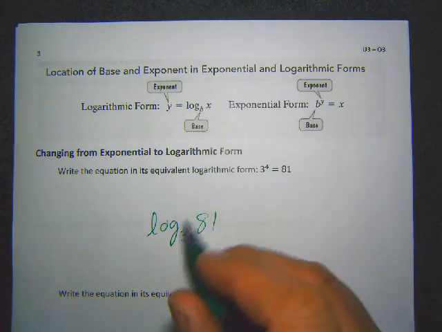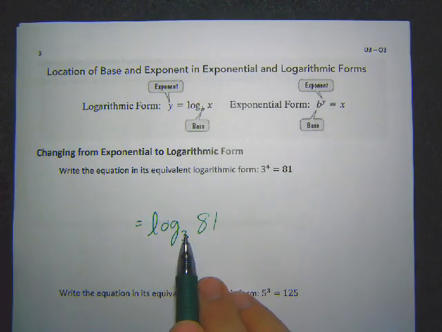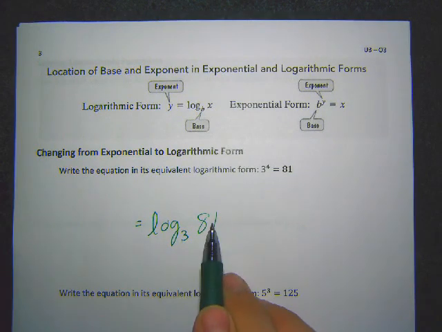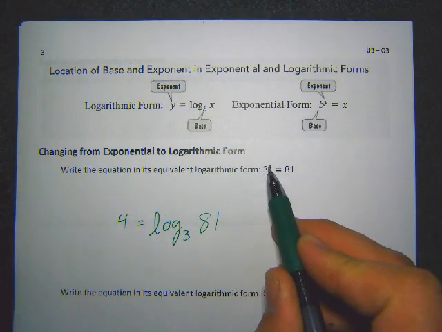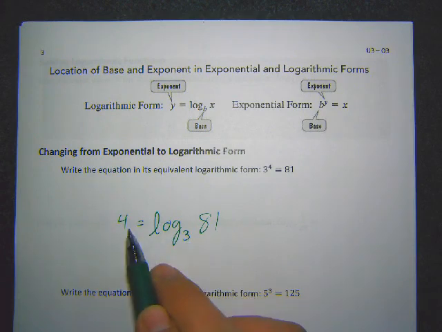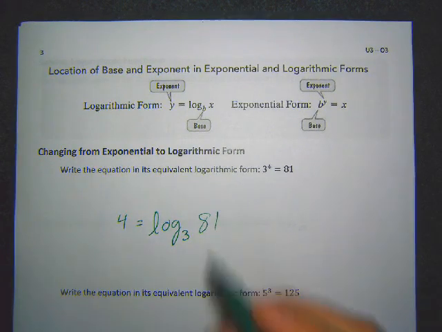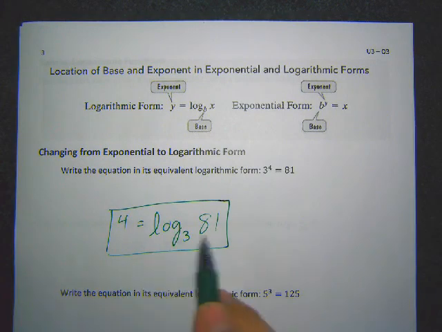And then what result is this going to give us? Well, the log is going to give us the power, right? It's going to tell us what power we put on 3 to get 81. And the answer is the 4th power, because 3 to the 4th will give us 81. So base 3, we're going to put a 4th power on it. And that's how we're going to get 81. That's our answer.